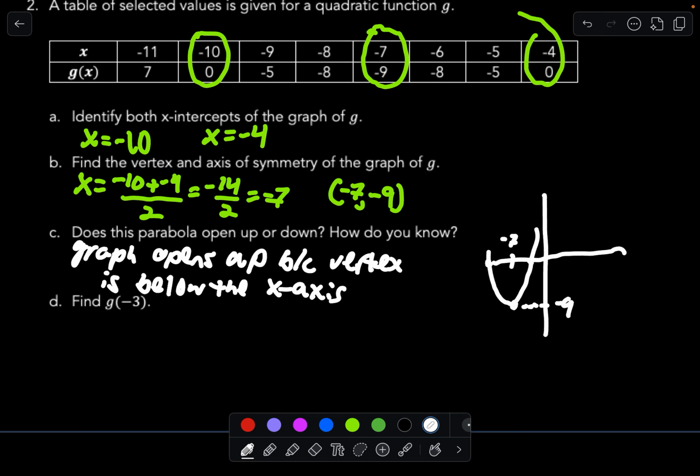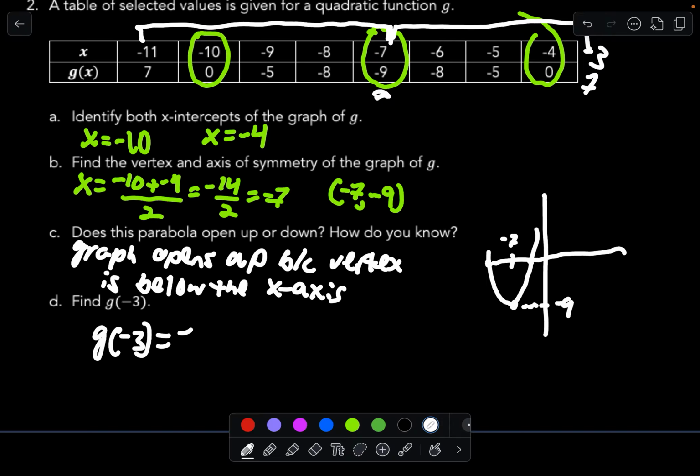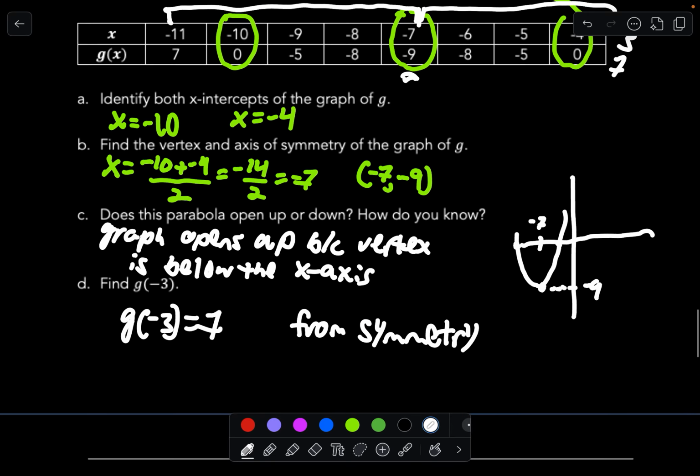Then it says find g of -3. -3 would be right here. Notice, here's the vertex. -3 is 1, 2, 3, 4 units to the right. So that means it has the same output as the point 1, 2, 3, 4 units to the left. This has to be 7. So g of -3 equals 7. That comes from symmetry.